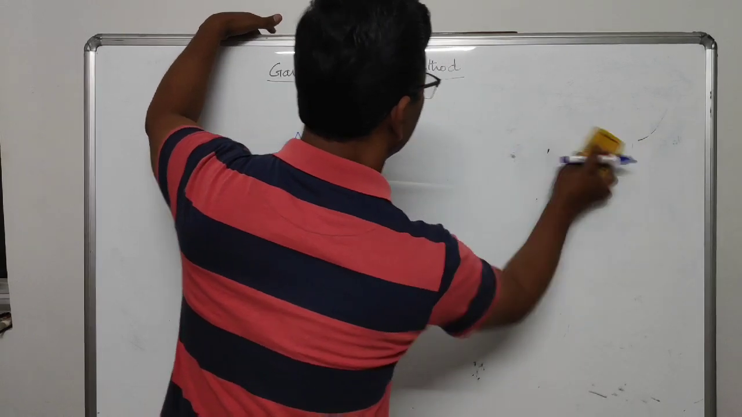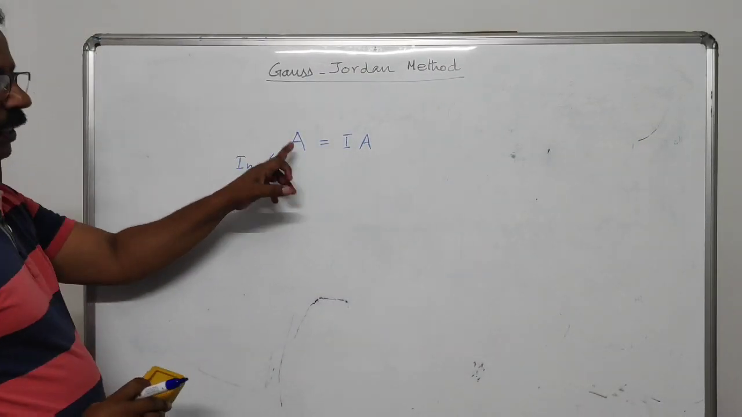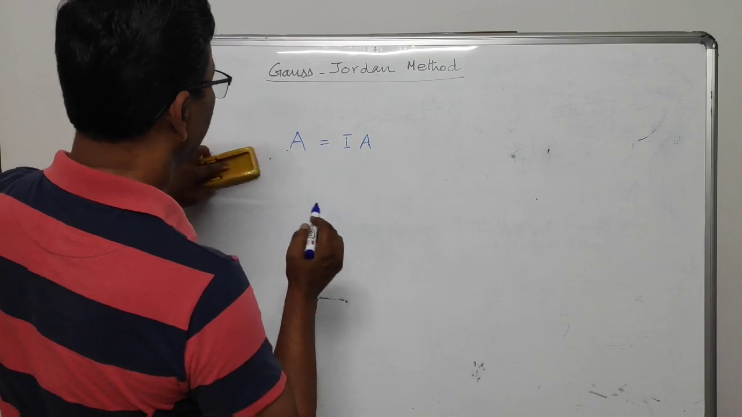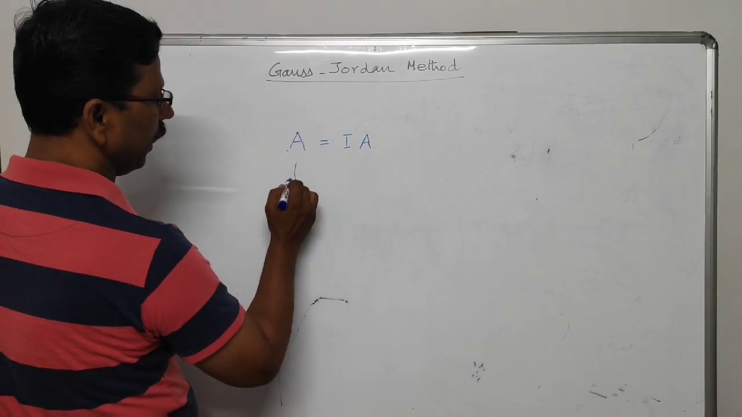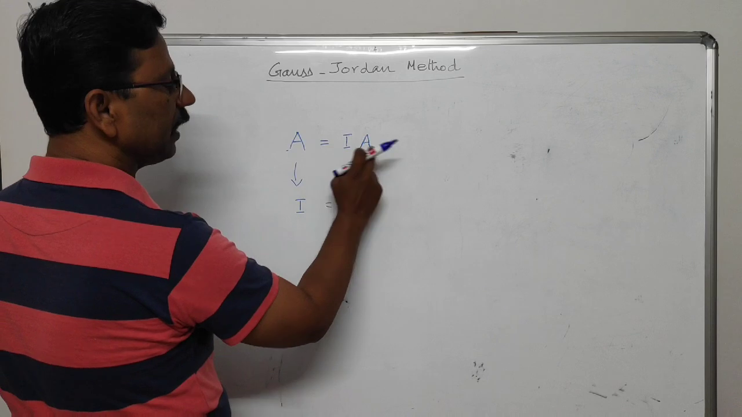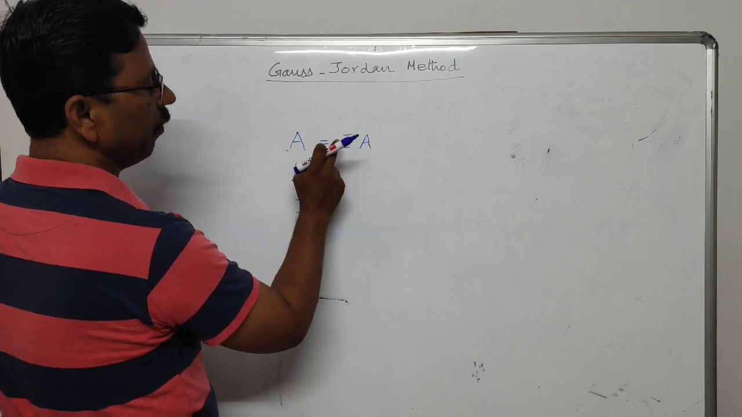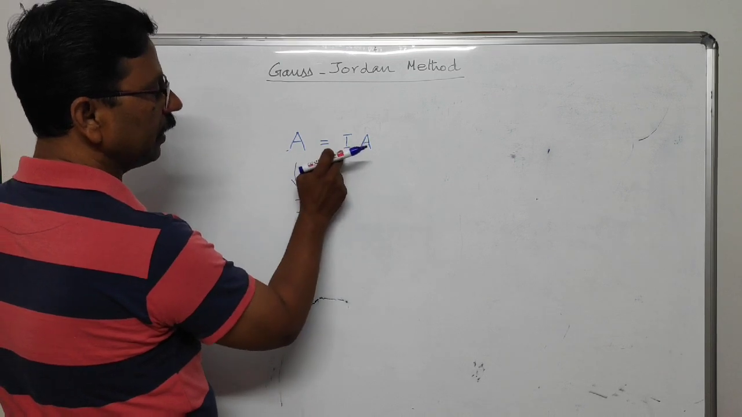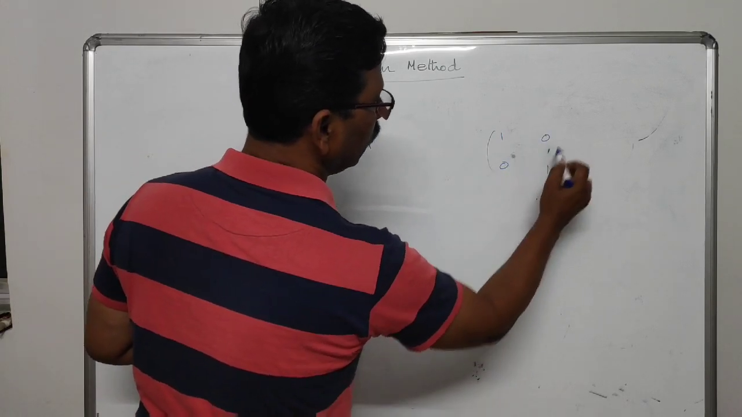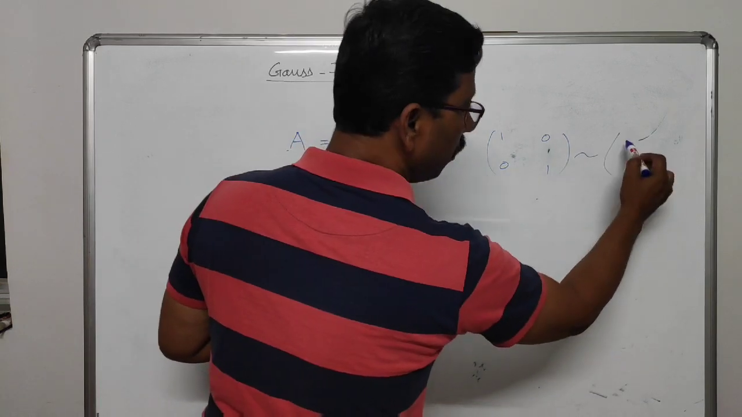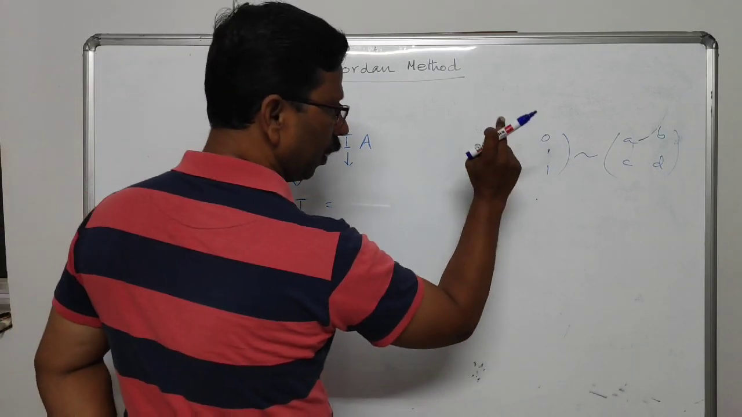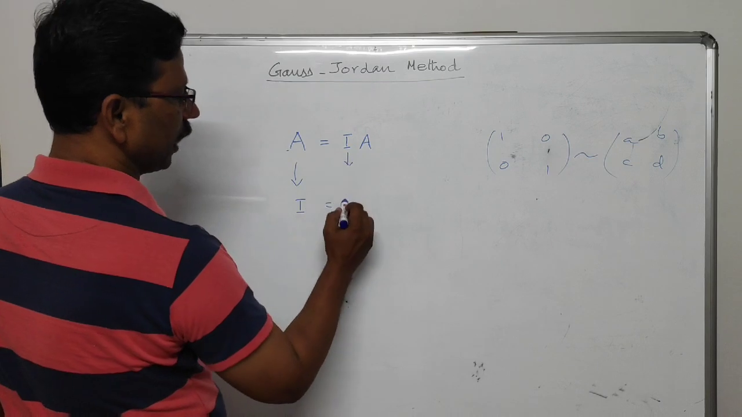Therefore, here this A must be converted into the identity matrix by applying row transformations. While applying elementary row transformations, on the right hand side we have a product of two matrices. Here we apply elementary row transformations only to this matrix I. If you apply elementary transformations to the matrix 1, 0, 0, 1, it will change into some other matrix, like A, B, C, D if it is 2 by 2. So the identity matrix, after applying row transformations, becomes a new matrix. That matrix can be taken as B.